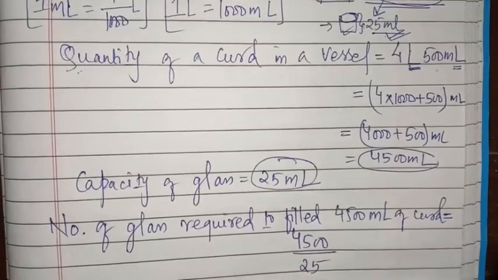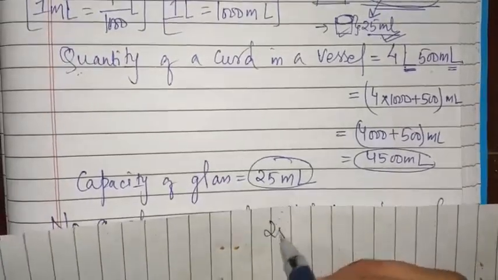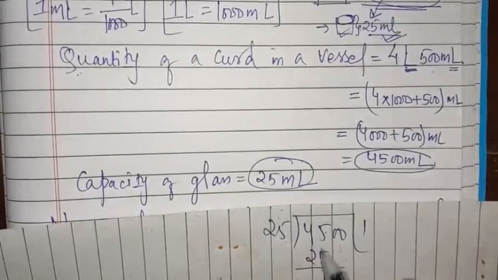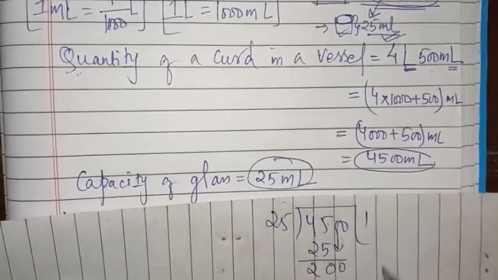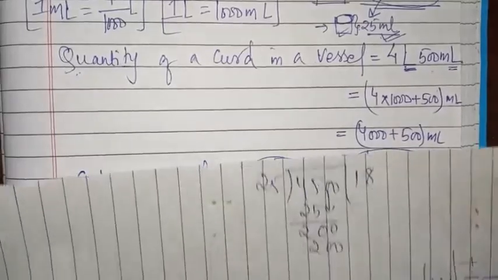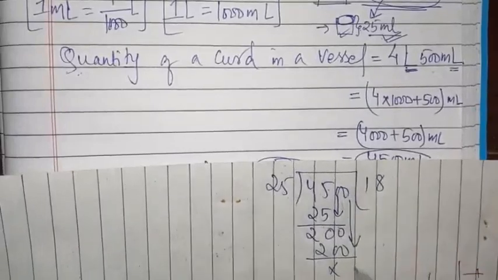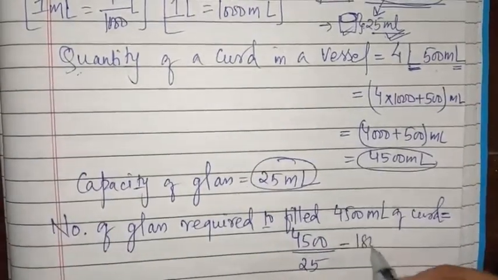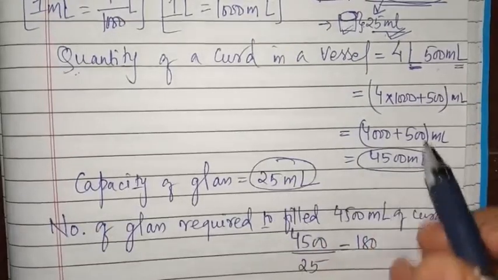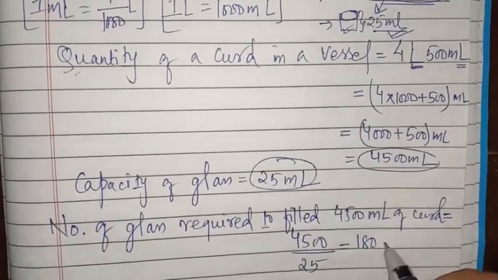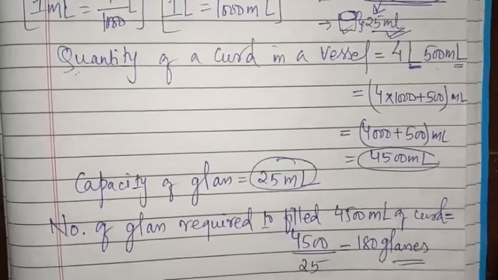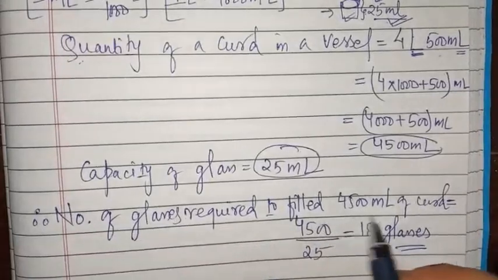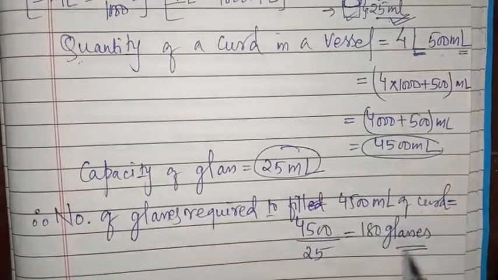So let's divide this and get the answer. 25 is dividing 4500, right? 25 ones are 25, 5 minus 5 is 0, 4 minus 2 is 2, 0 will come down. 25 8s are 200, and 1 0 is left out, so 25 0s is 0. So the answer is 180. So how many glasses are required to fill this 4500 ml or 4 liter 500 ml of curd? 180 glasses are required. So this is how we find, and you can write therefore, number of glasses required to fill 4500 ml of curd is equal to 180 glasses.